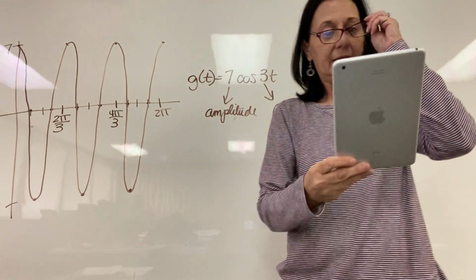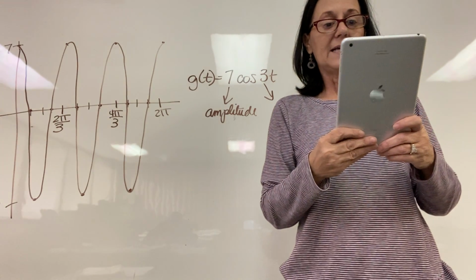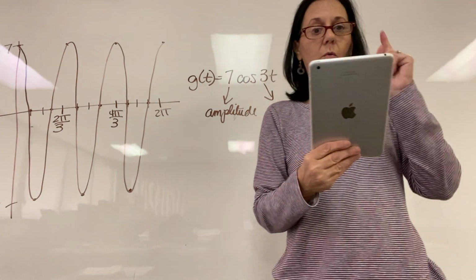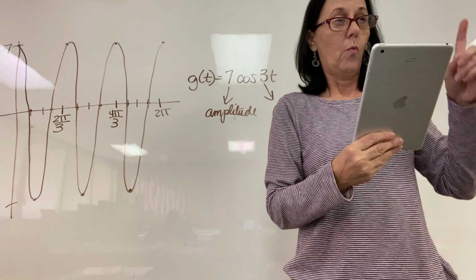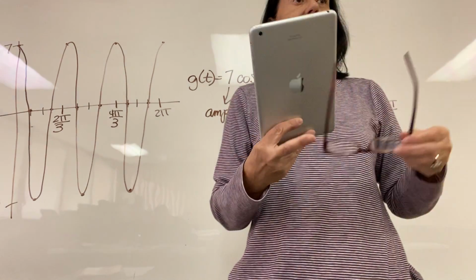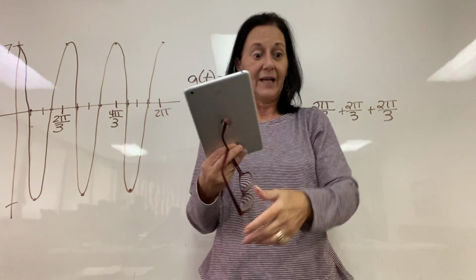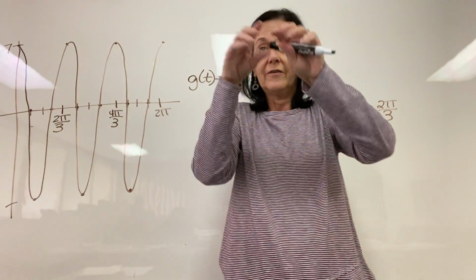All right, look at B. B says h of t equals 1/3 sine of t over 2. All right, what's my amplitude? 1/3. What does that tell me? That it only goes up to 1/3. That's right. It only goes up to 1/3, doesn't it? It's going to be this very short curve, right?